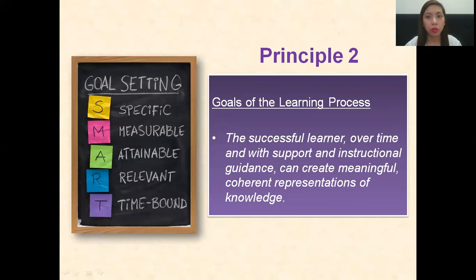Principle 2 is the goals of the learning process. The successful learner over time and with support and instructional guidance can create meaningful, coherent representations of knowledge. This principle suggests that students who are successful are goal-oriented. A well-known method that is commonly used in setting a goal is the SMART technique. It is where S stands for specific, M for measurable, A for attainable, R for relevant, and T for time-bound.